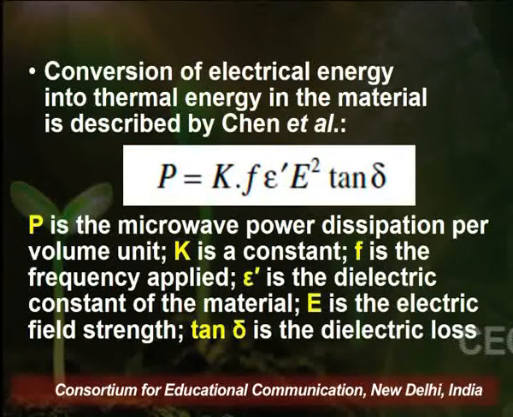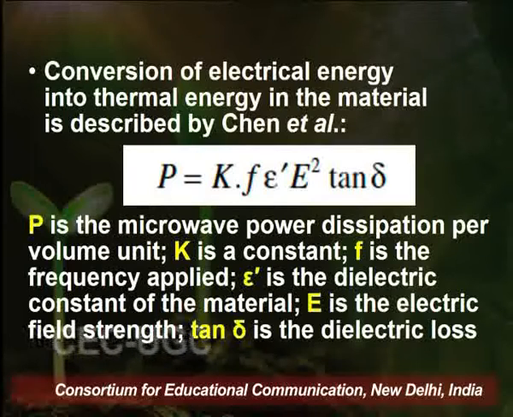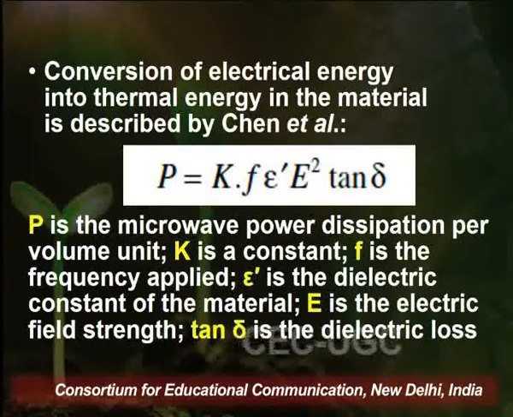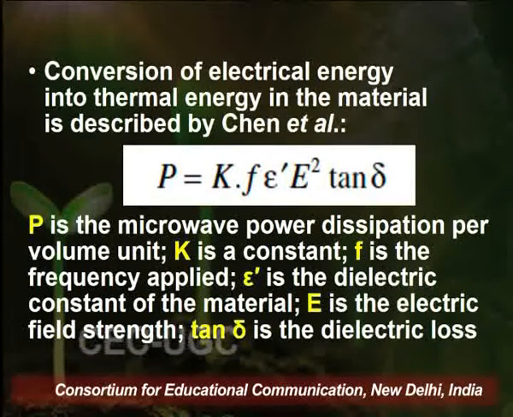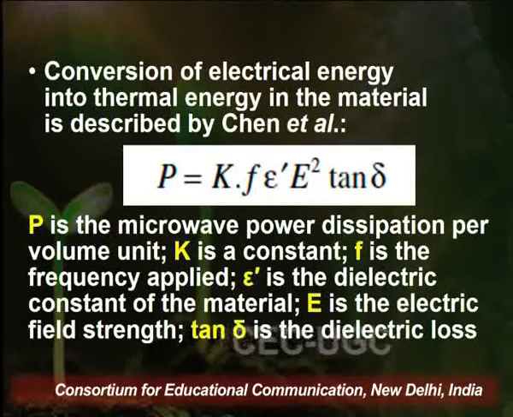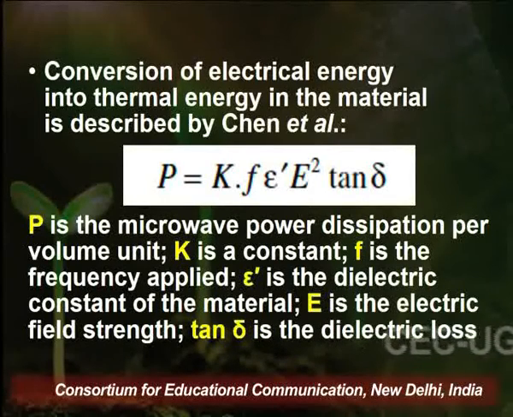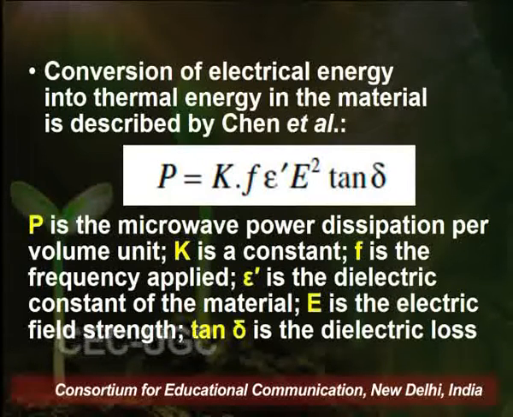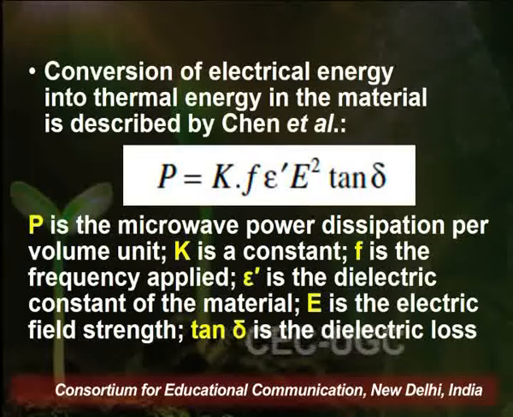Now this conversion of electric energy into thermal energy is further described by Chan and his group with the help of this equation, which is nothing but a product of certain terms, where P is the microwave power dissipation per volume unit, K is the constant, F is the frequency of the microwave that is being applied, epsilon prime, as we discussed, is the dielectric constant of the material, E is the electric field strength, and tan delta is the dissipation factor or the dielectric loss. So the product of these terms is equivalent to the power dissipation per volume unit.